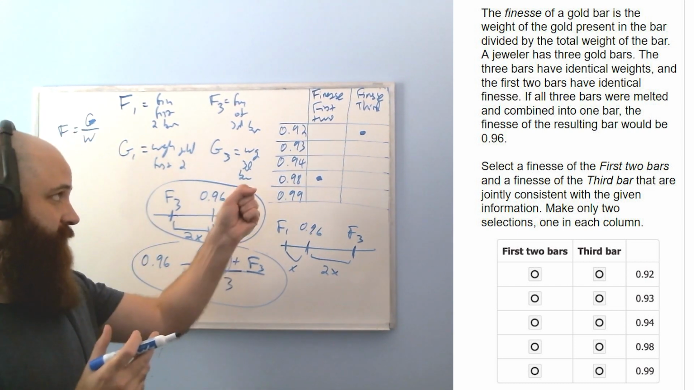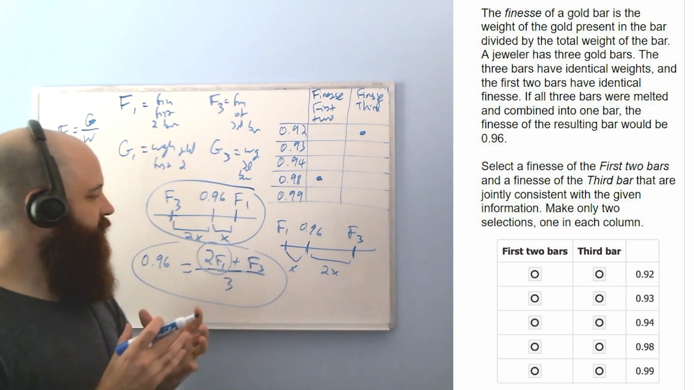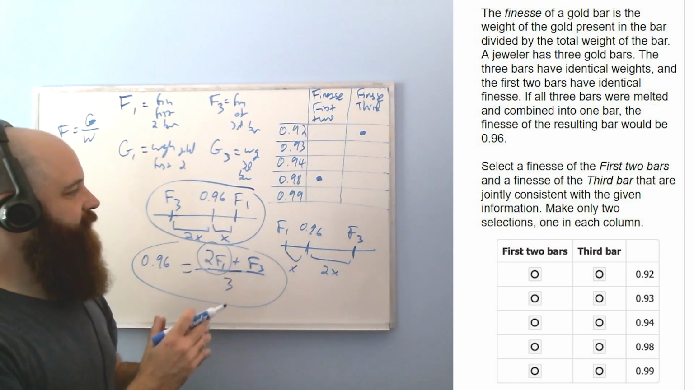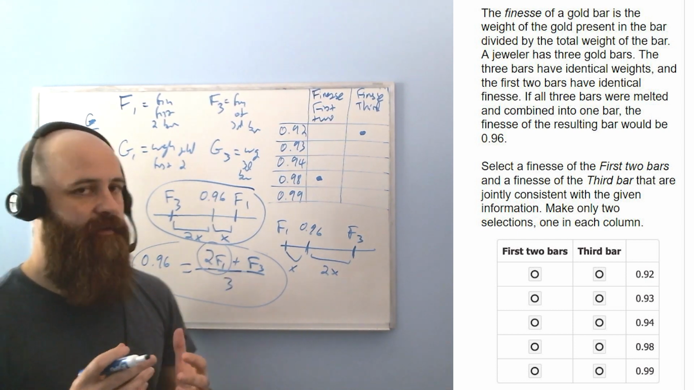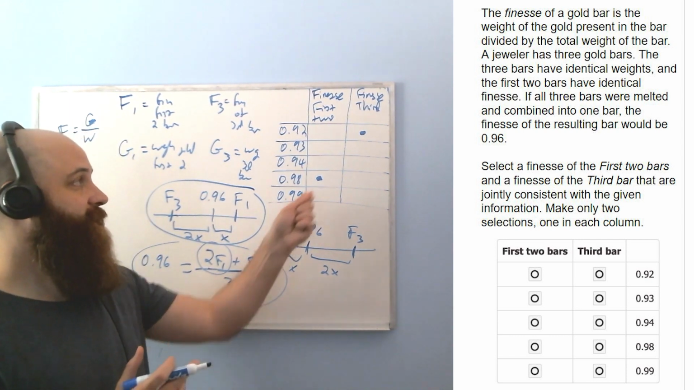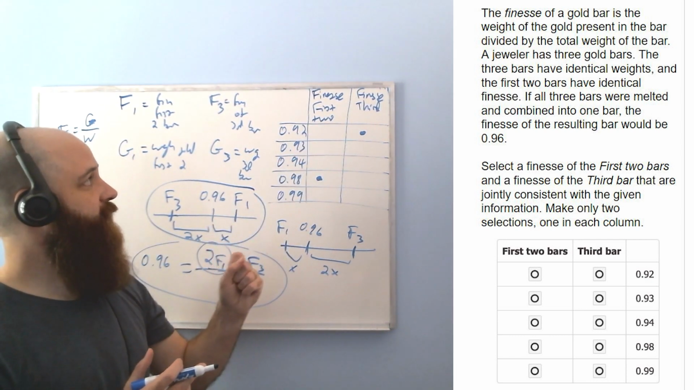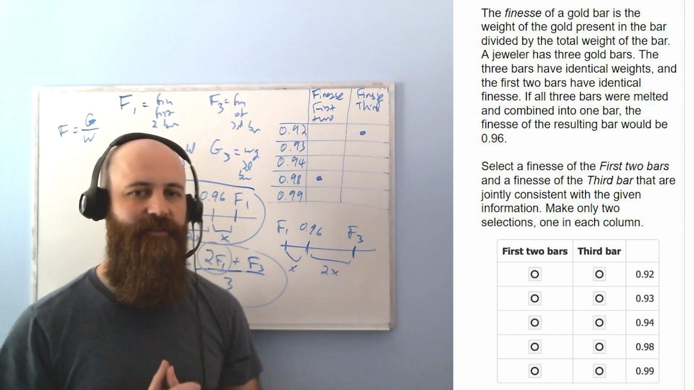There may be some cases where you have no option but to kind of power through, but it's always good to look and say, are there any options I can eliminate? Any ones that I think are more likely to be right, and I'll try those first, so that you can maximize your efficiency. All right, and again, that leads us to the correct answer of third finesse of 0.92, first finesse of 0.98. All right, and that concludes this question.